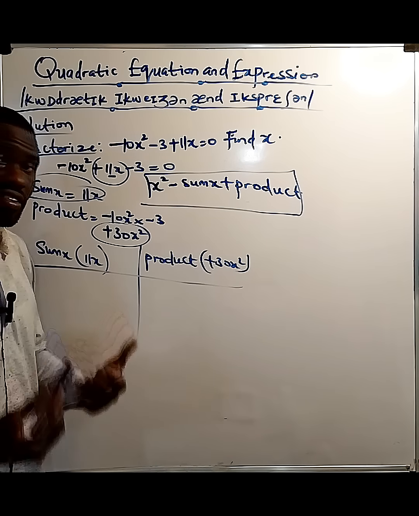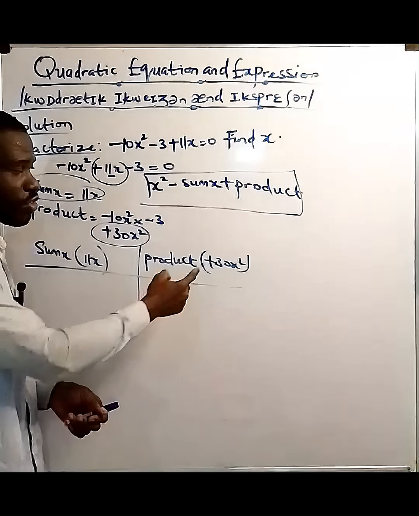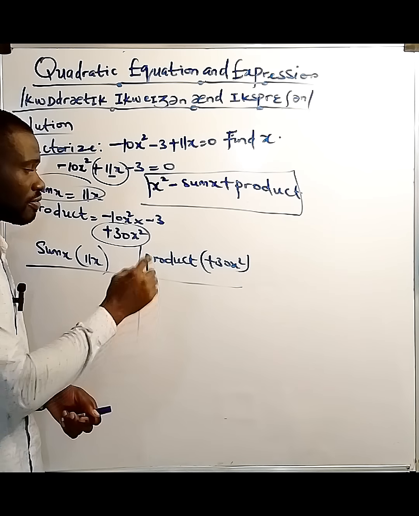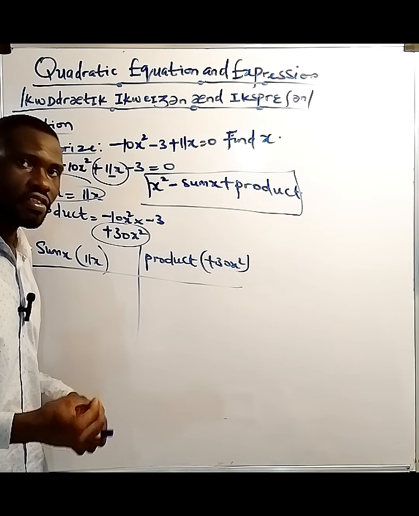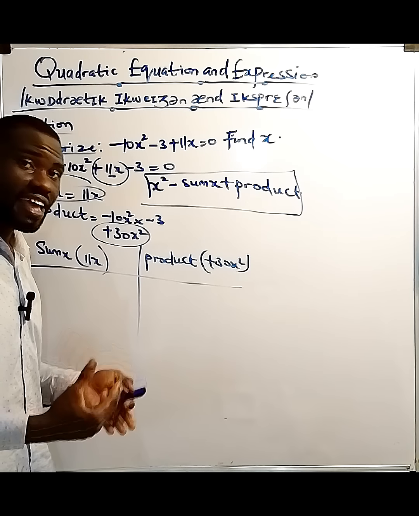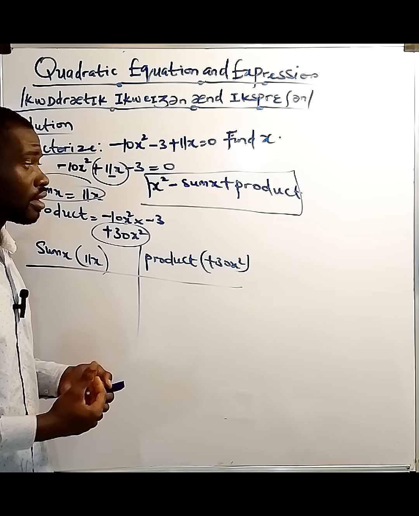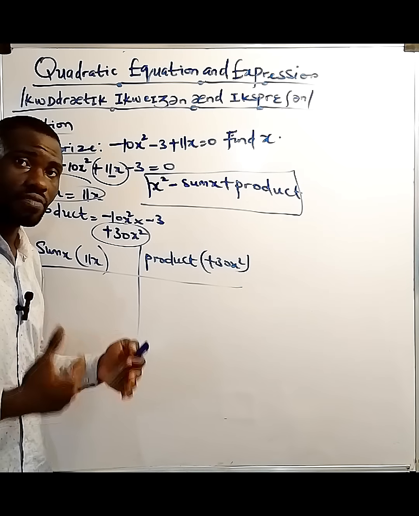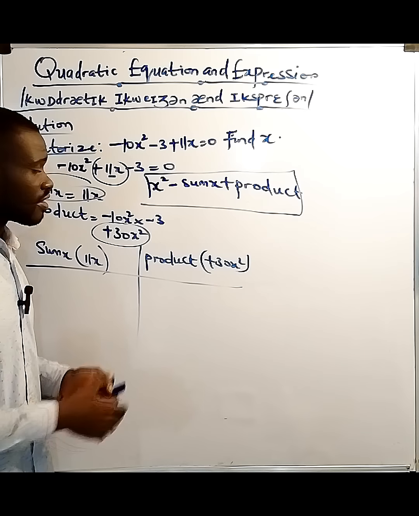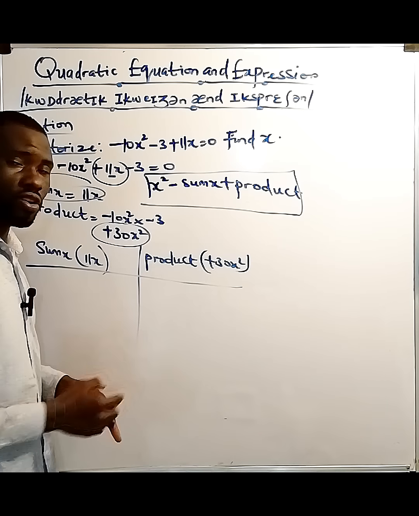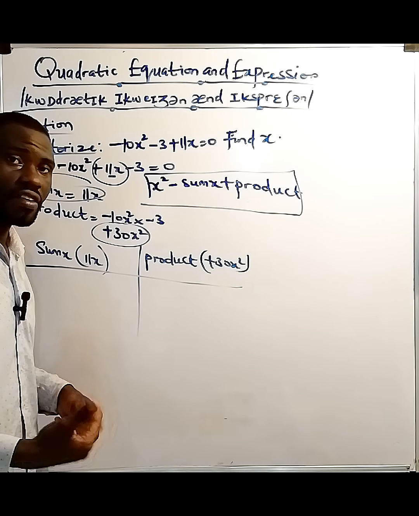So what do we do next? Don't forget, the next thing we do is we have to take our time to check the kind of product that we have. Now don't forget they said that whenever we have a positive product, it means factors with the same signs, either plus and plus or minus and minus, came together to give us this product. Whenever we have a negative product, it means factors with different signs came together.